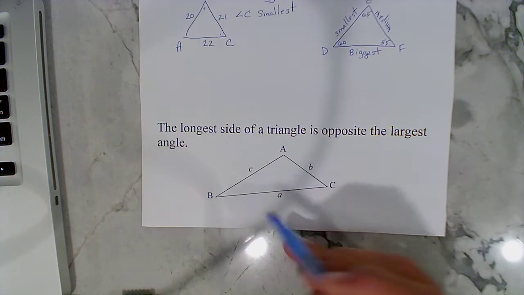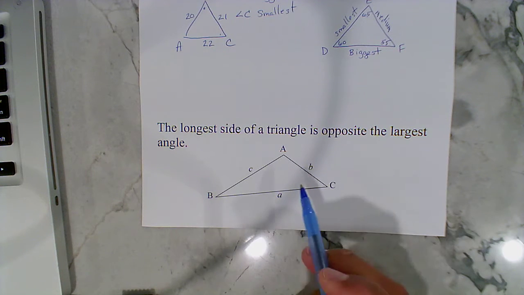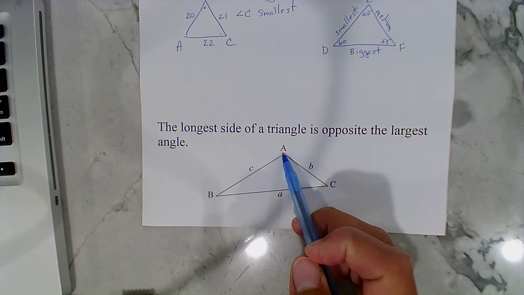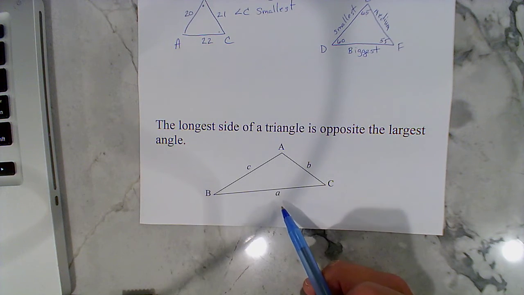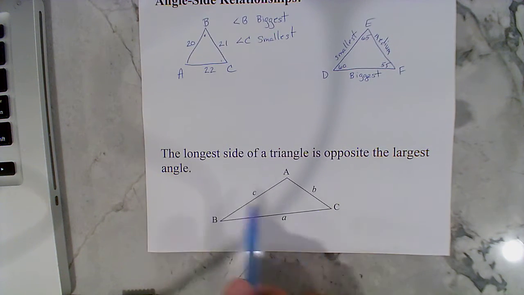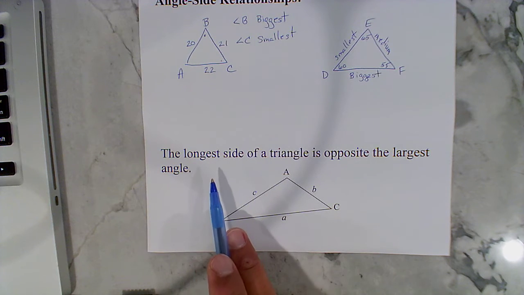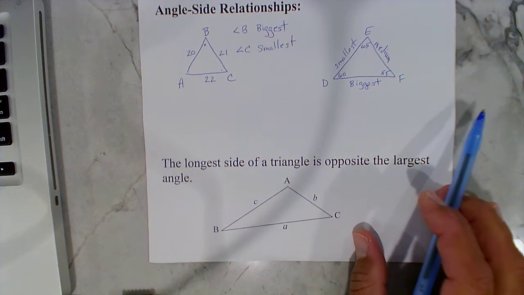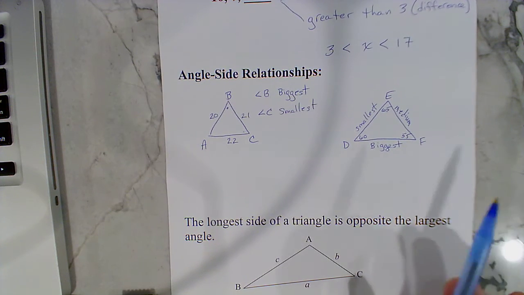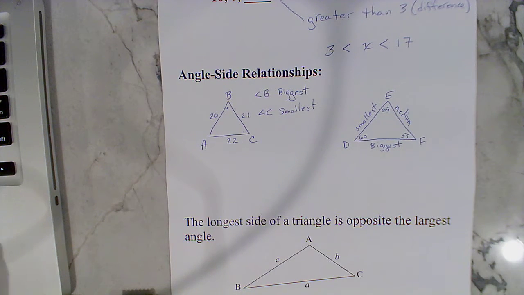All right? And this is just a picture that we'll occasionally use, where across from angle A is really side BC, but sometimes you call that lowercase side A. Don't worry about that right now, though. So the longest side of a triangle is opposite the largest angle. The smallest side of a triangle is opposite the smallest angle, etc., etc. I hope that makes sense. That is a pretty important concept in geometry, so it's worth it.